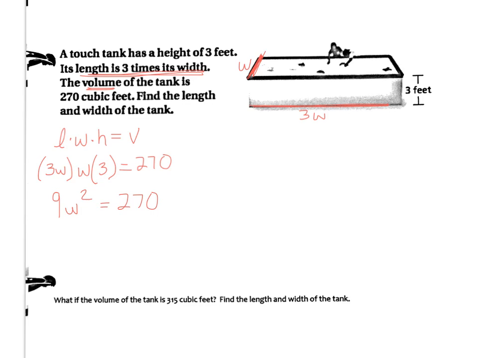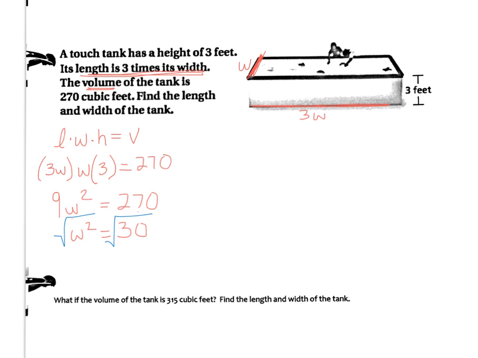Okay, we can use this new square root trick. Divide both sides by 9, and that'll give you W squared. Let's see, 270 divided by 9, I think that would be 30. Great. We have the squared term isolated. The opposite of squaring something is to take the square root. So we take the square root of both sides.